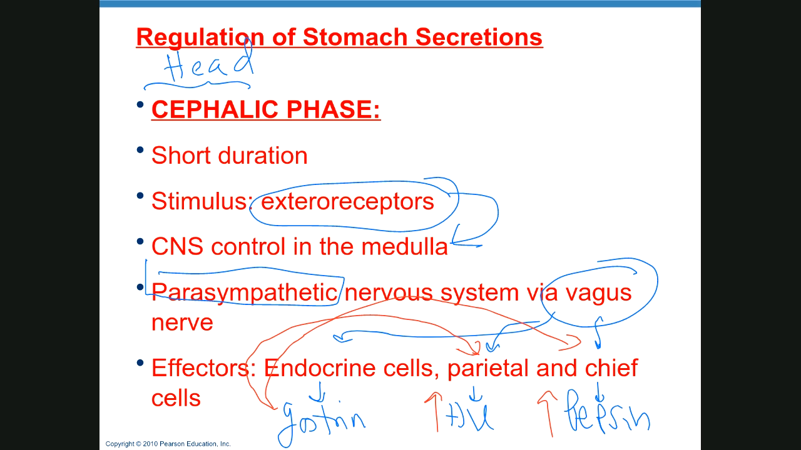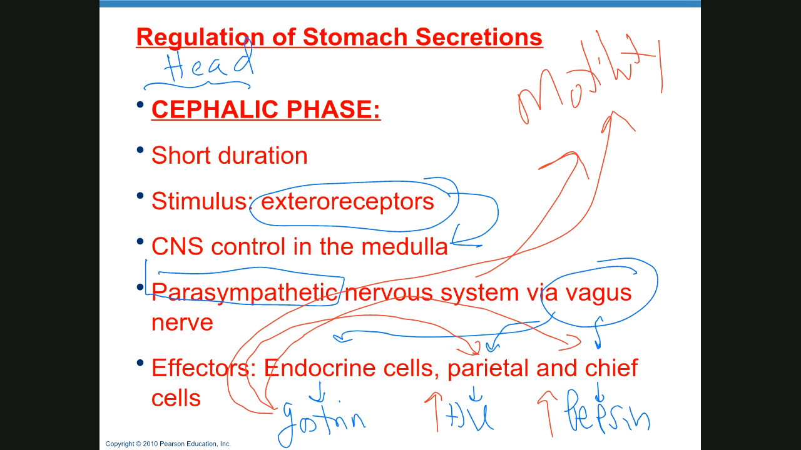Parasympathetic also is going to stimulate motility, peristalsis and segmentation. Gastrin will do the same thing. So this is the initiation of the digestion process in the stomach. This is a short phase that again starts at the stomach. Not the stomach, sorry, at the head, in the central nervous system.